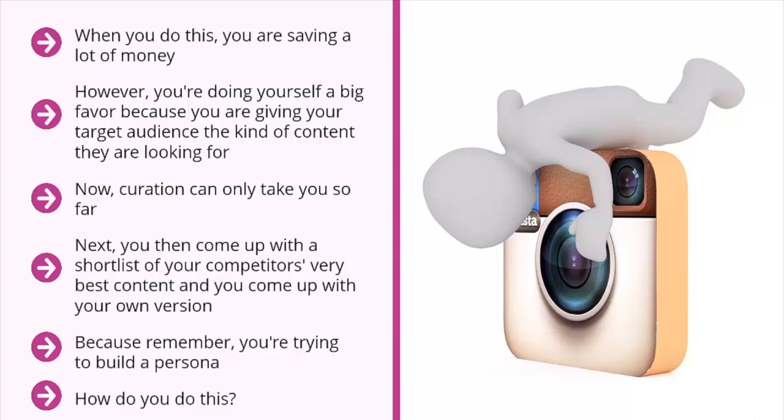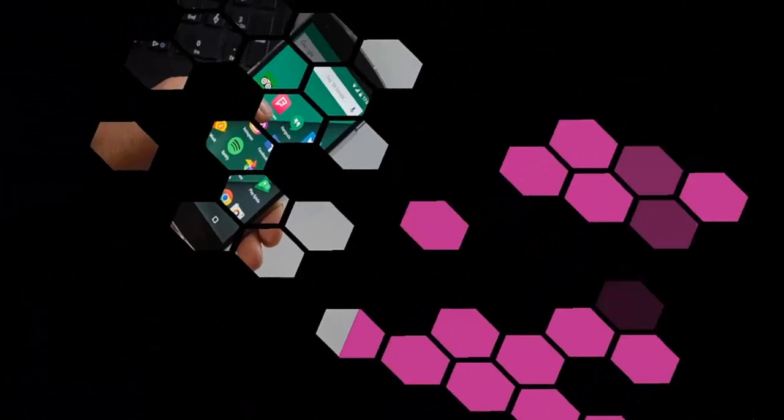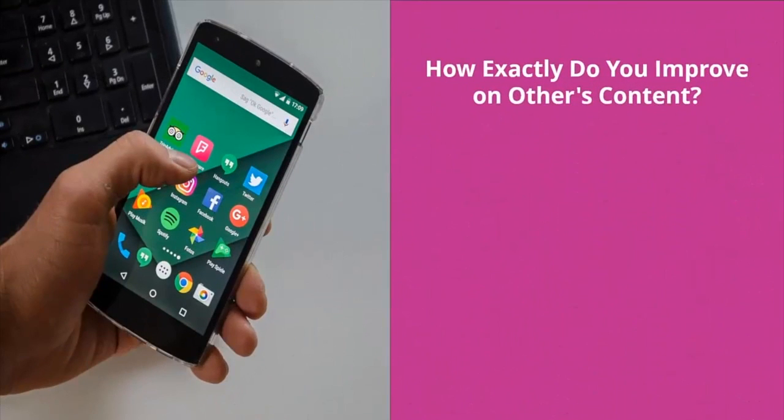You improve the best existing niche content you find on Instagram and you publish this as your own. By paying attention to video 4 and figuring out what is the hottest content in your niche, you then come up with your own version and then use this on your own feed. You rotate these along with the curated content that you are already publishing. How exactly do you improve on others' content?